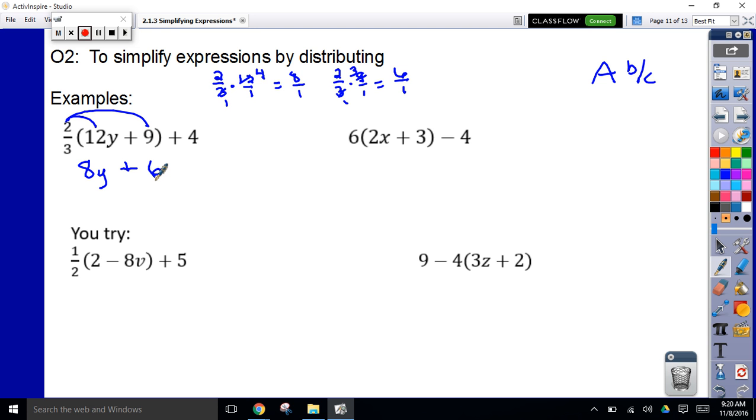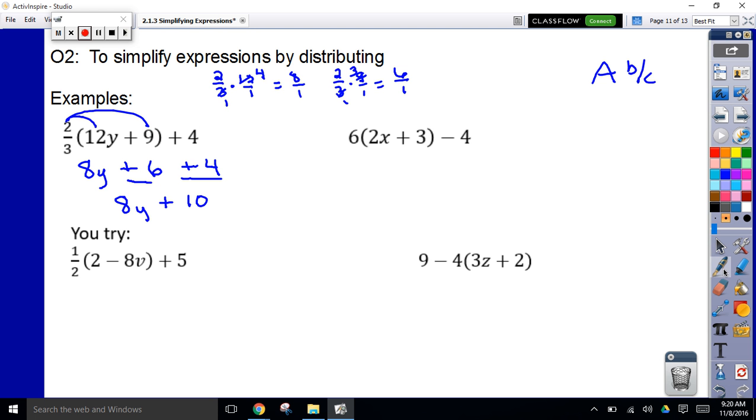And then in these examples, I have an extra term over here. I have this plus 4. So I am not finished. I distributed, but I also need to do what we did on the warm-up, and I need to combine my like terms. So I have this plus 6 and plus 4 that I can combine. So I have 8y, same signs, add and keep. 6 plus 4 is 10. Keep the positive sign.